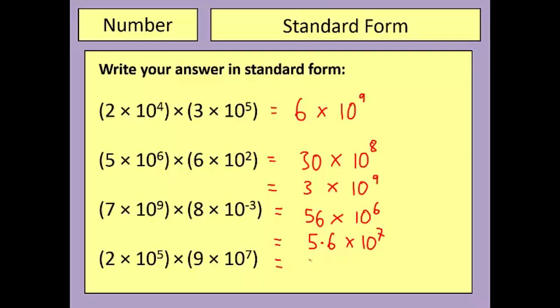And the final question, 2 times 9 is 18, and then we end up with our powers of 10, 5 and 7, so 10 to the 12, and again this number's bigger than 10, so we need 1.8, so we've divided that by 10, times 10 cubed to make up for it. So your answers are 6 times 10 to the 9, 3 times 10 to the 9, 5.6 times 10 to the 7, and 1.8 times 10 to the 3.